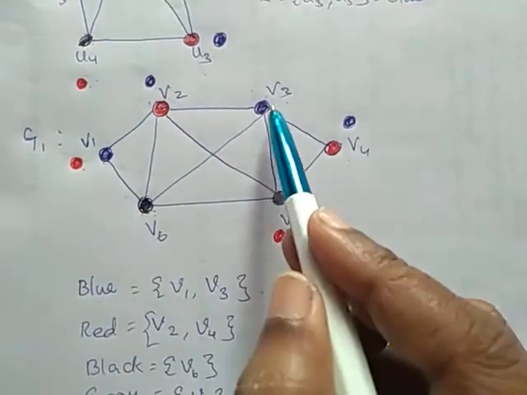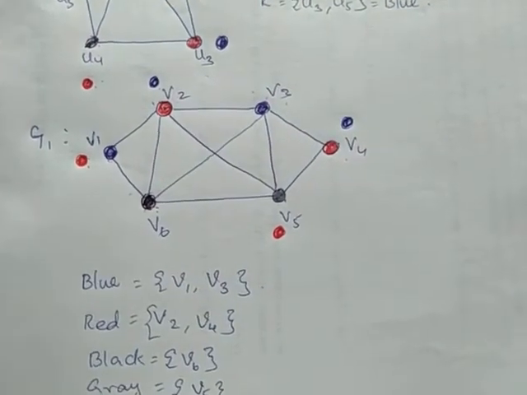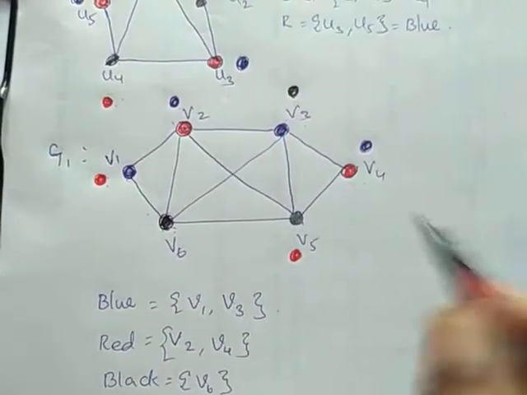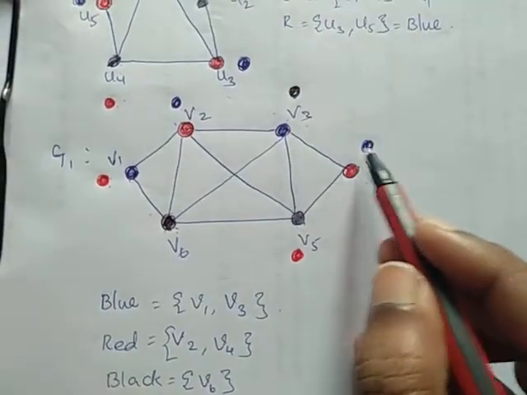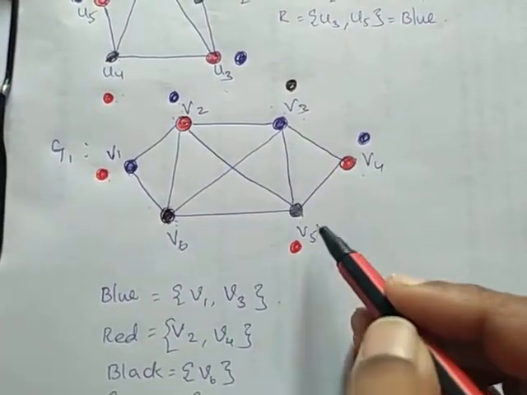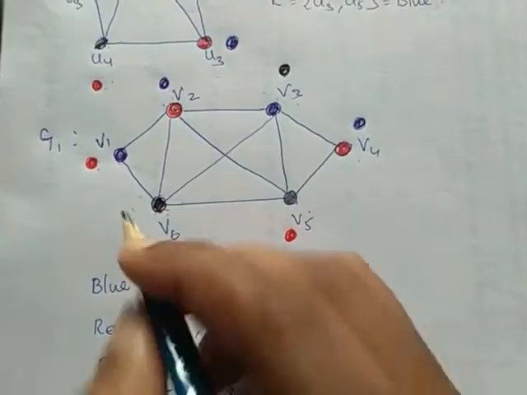Now blue is adjacent to V3. Blue is adjacent to V3. So I am taking black for V3. Now V6 is adjacent to V3, V2 and V5. It is adjacent to blue, black and red. So I will take it as grey color.